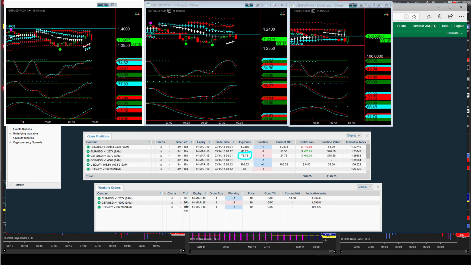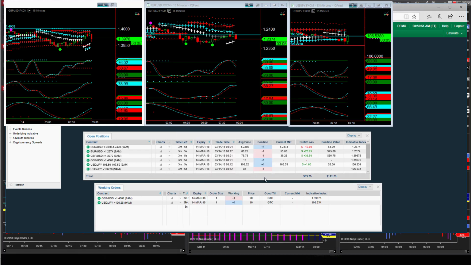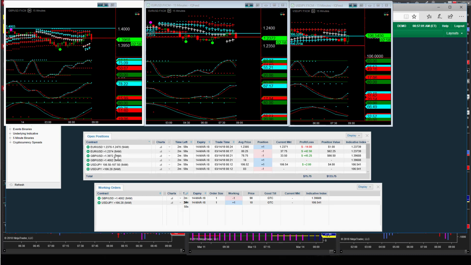Okay, and I'll probably do that on the euro as well. And I just go in and delete it. And that's fine as long as this number is below or equal to my strike. If it's at 123.740, that was a good call for me. But if it is 123.741, that would be a bad call.